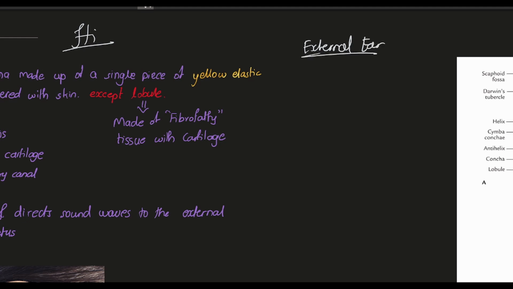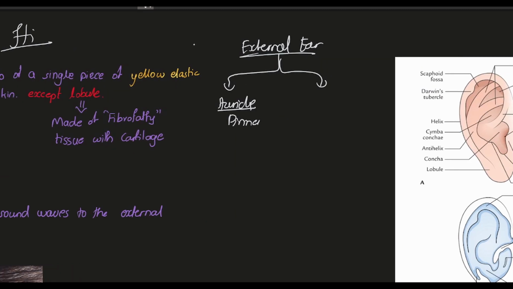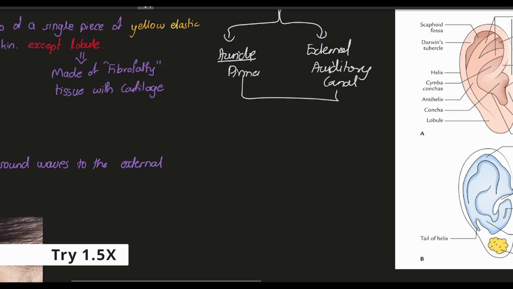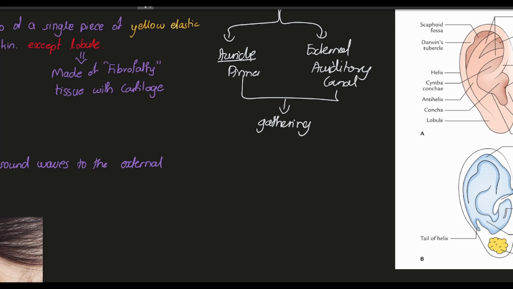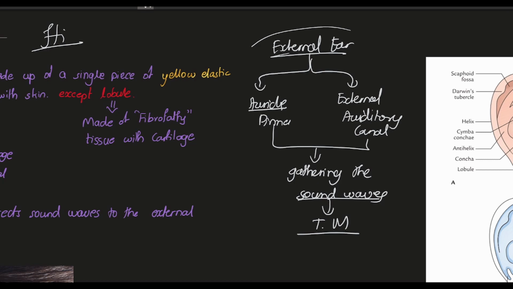The external ear is divided into two parts. One is called the auricle or the pinna, and the other part is called the external auditory canal. These both have the same function, gathering the sound waves and making them reach the tympanic membrane. This is the function of the external ear.